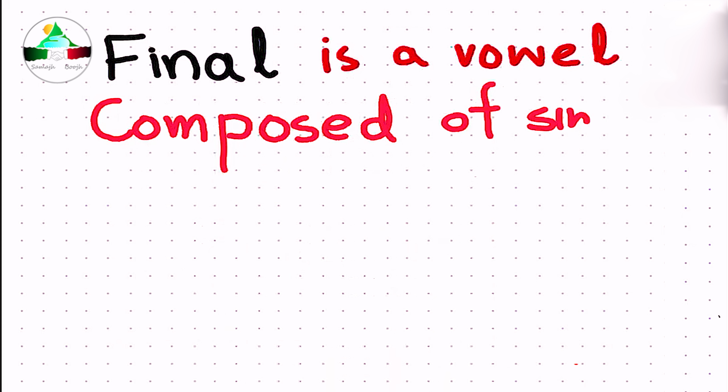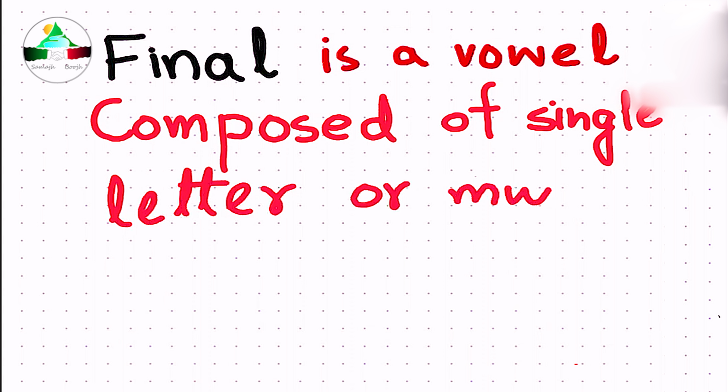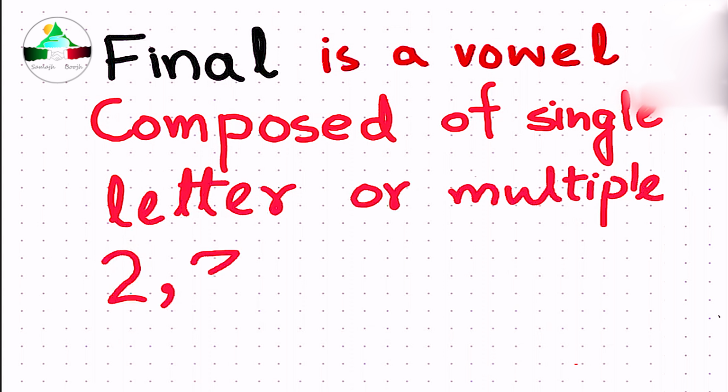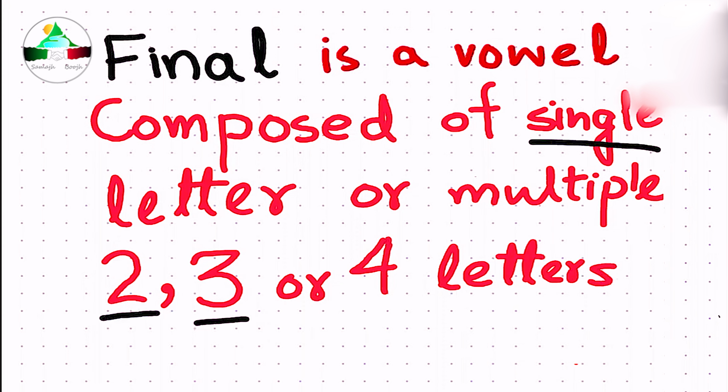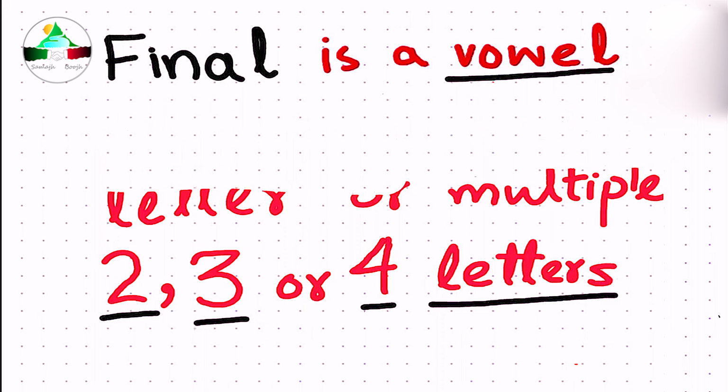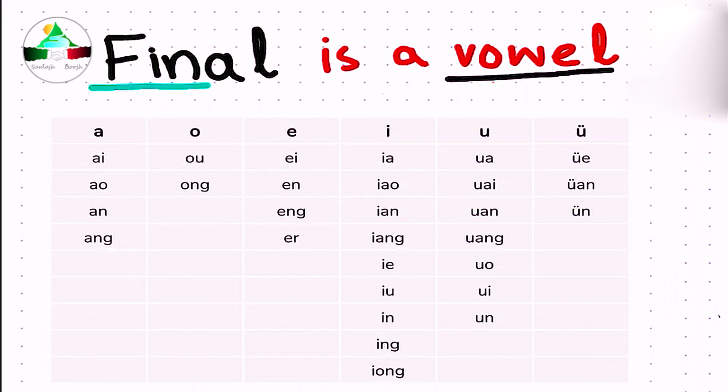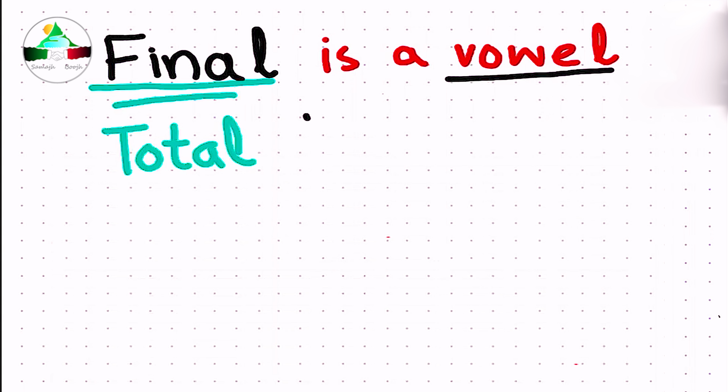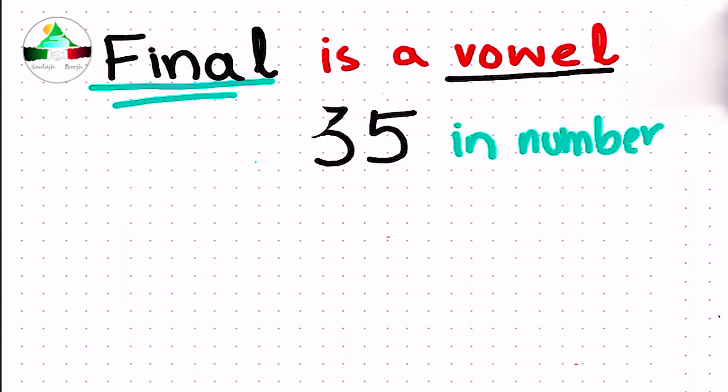An initial is composed of only one and sometimes two characters, while a final may consist of two, three, or four characters as well. There are total 35 finals. Among them, 6 finals are single character finals, that is A, O, E, I, U, and Ü. If we have a look at all 23 initials and 35 finals, we can see that all the characters look similar to those in English except Ü, but when spoken, mostly they are different from their English counterparts.